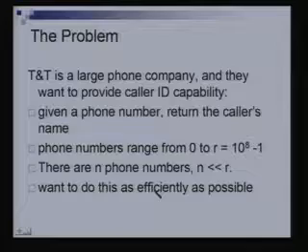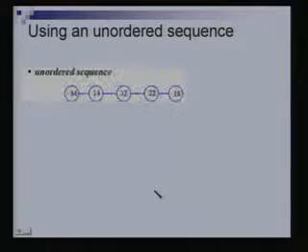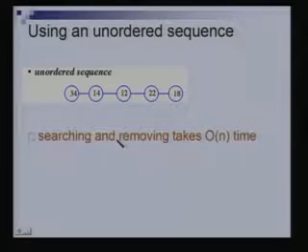Everyone understands the problem? Okay. So, you can use an unordered sequence to do this. What does that mean? That means that suppose these were the phone numbers, I have not put down the 8-digit numbers, but let us say these were the phone numbers, you could just put them in a list, in any arbitrary order. And now, how much time does searching take?